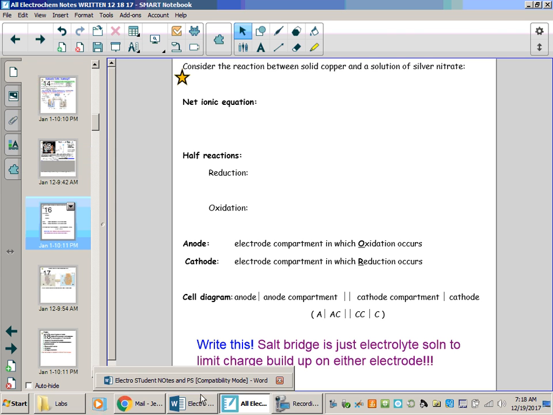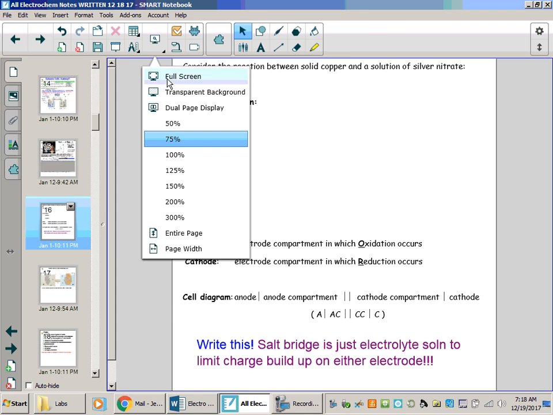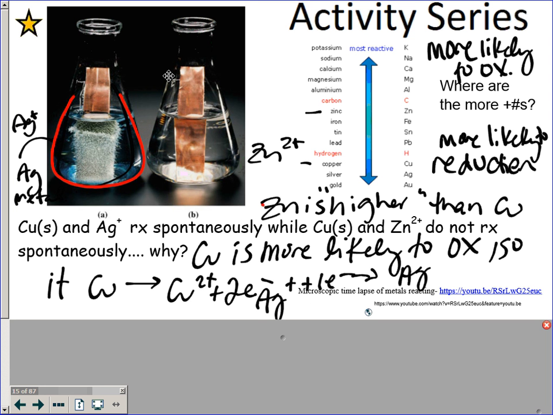It's an interesting morning. Okay, so yesterday we got to the point where we were speaking to the activity series. In this cell right here, we had silver nitrate and copper metal, and this occurred spontaneously, meaning the reaction as written, copper plus silver ion, was a spontaneous or thermodynamically favorable process. Delta G is negative, and this is considered a galvanic situation.